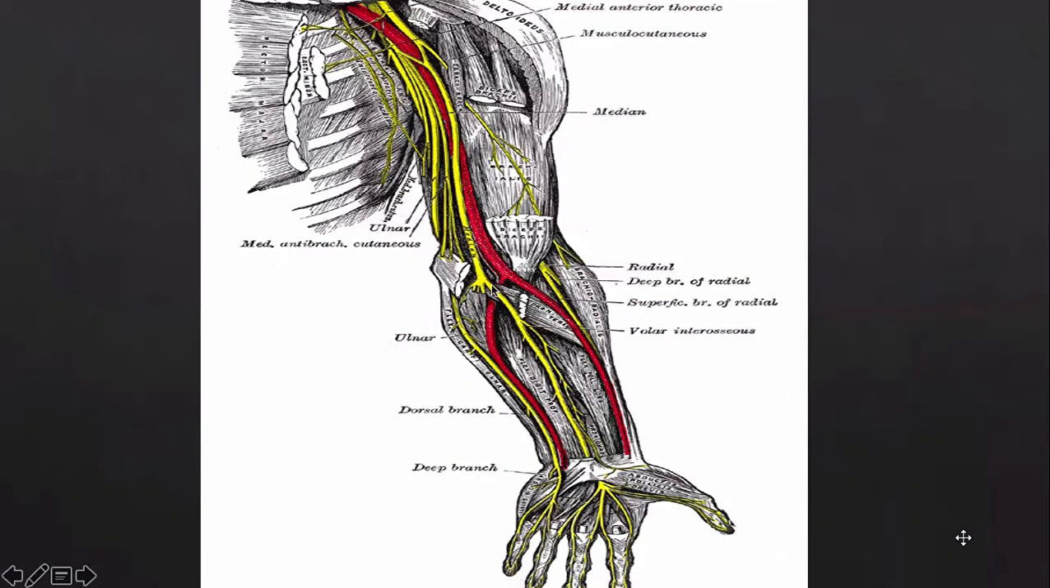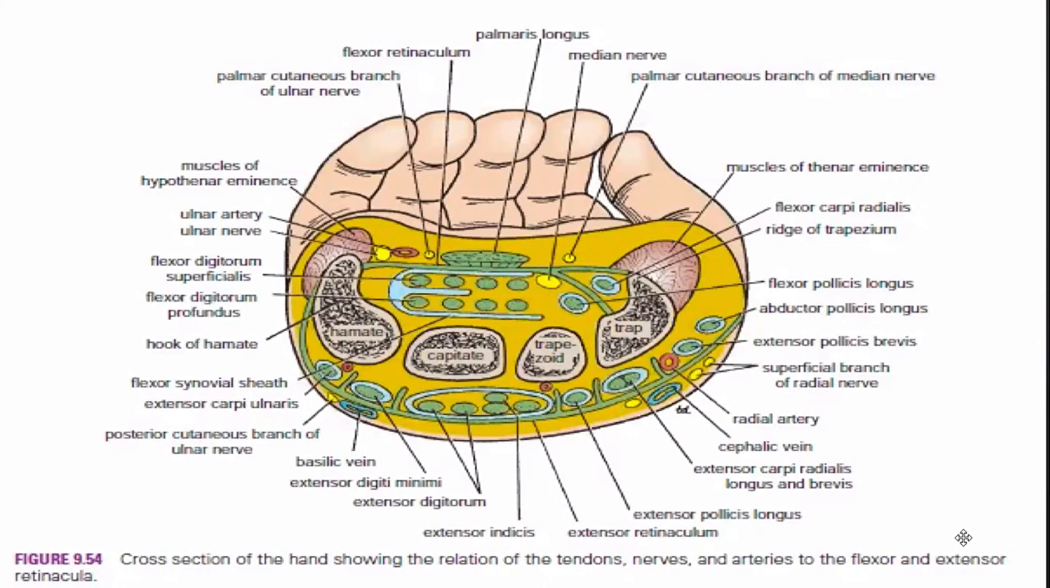It is derived from the medial and the lateral cords of the brachial plexus. So this is the median nerve with its branches. At the level of the palm, this is the flexor retinaculum. It enters the palm behind the flexor retinaculum. So again, it is located behind, or posterior to, the flexor retinaculum. This is the median nerve.